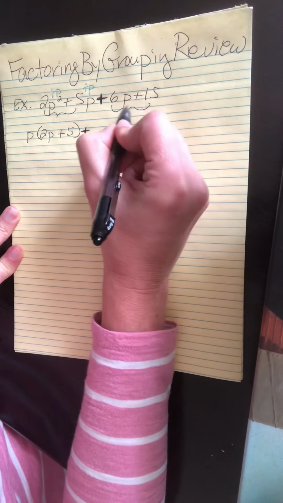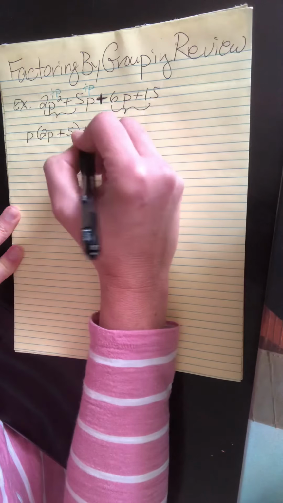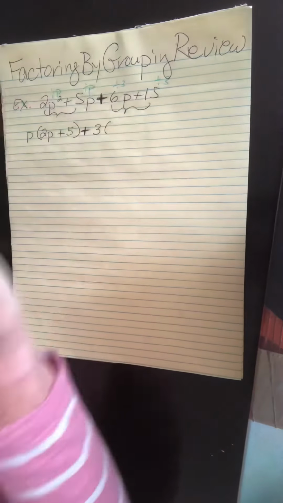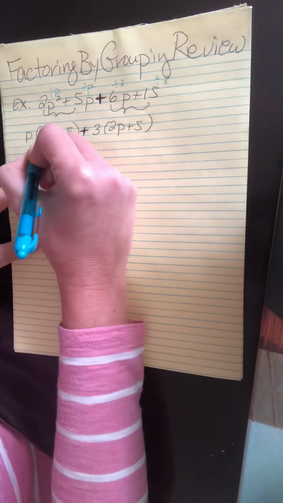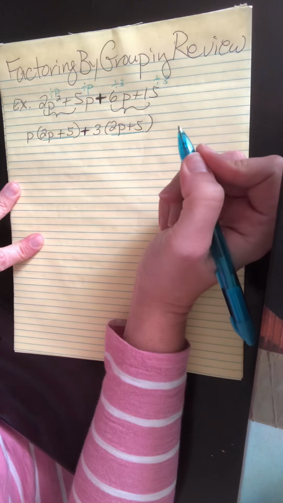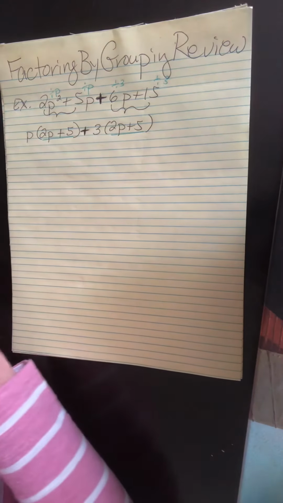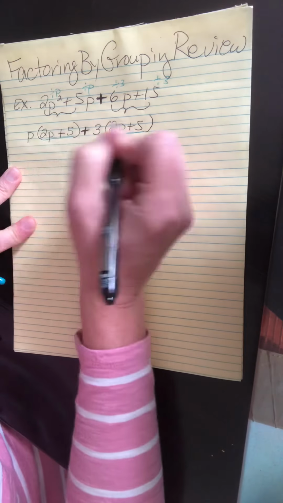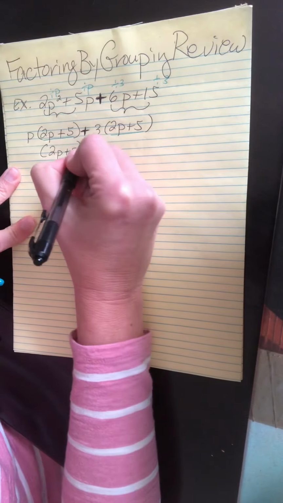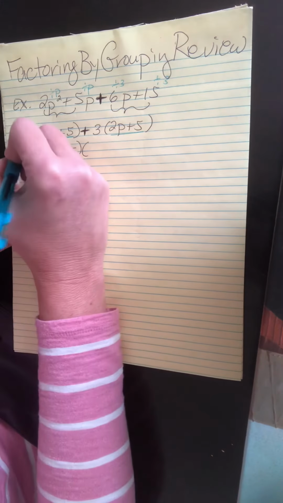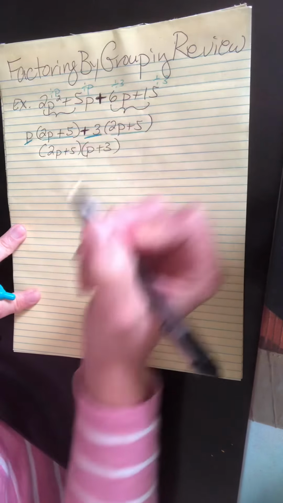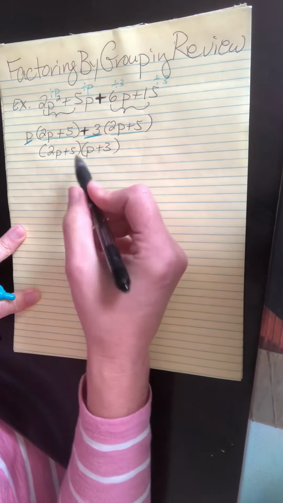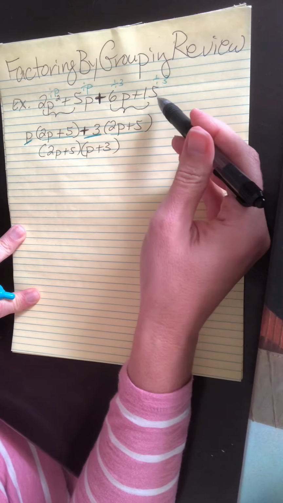Now out of the last two, I can take out a 3. 3 goes into 6 and 15. So I'm dividing by 3, dividing by 3, and then that will be 2p plus 5. Remember that what you have in the parentheses should be the same, otherwise something's gone wrong. So you'll write down the part that's the same in the two parentheses, 2p plus 5. And then your other parentheses will be these outside factors, p plus 3. And then it's factored. And of course you can check that by multiplying it back out. You should get back to what you started with if it's correct.